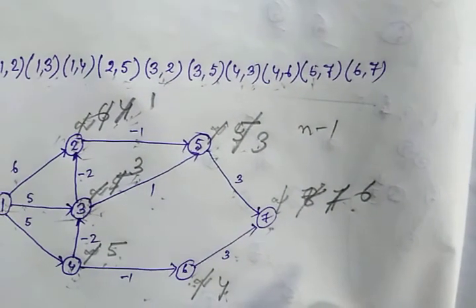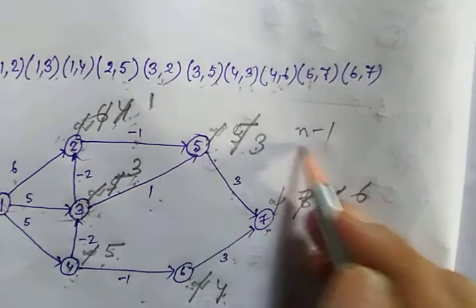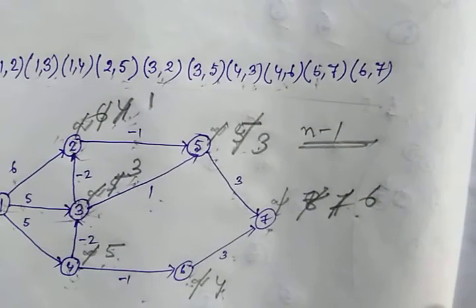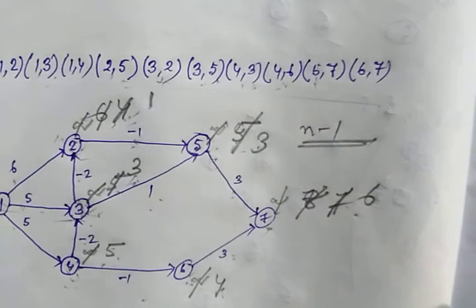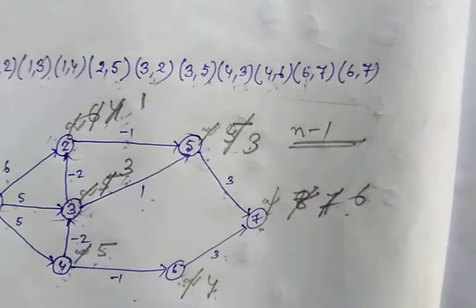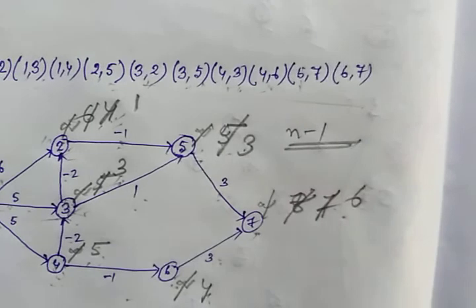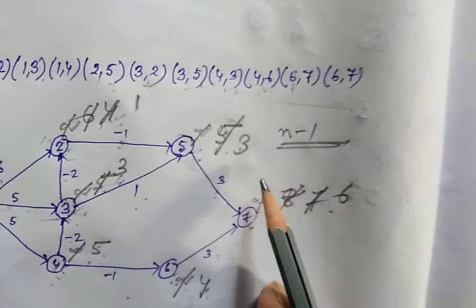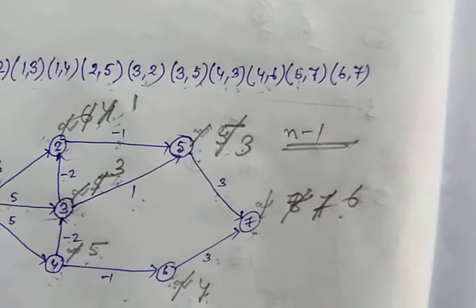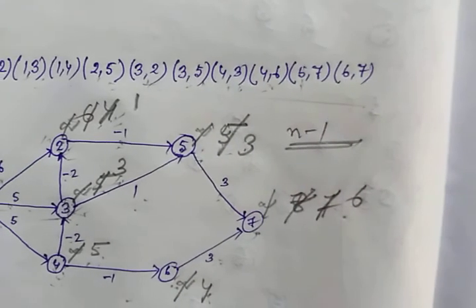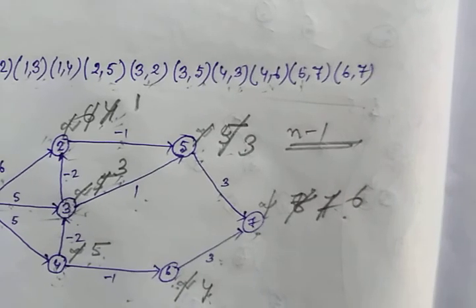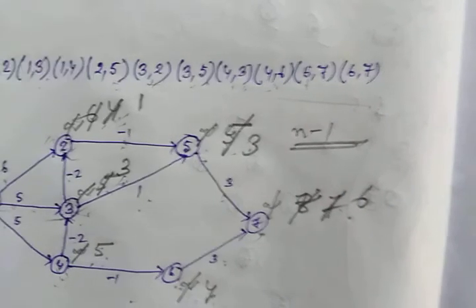How many times? You have to continue n minus 1 times. The maximum change you will get in the first iteration, some slight change in the second iteration, and some changes in the third iteration, but after that the minimum number of changes will occur. Wherever you get 0 changes, you need not do the next step. So that is a very important algorithm.